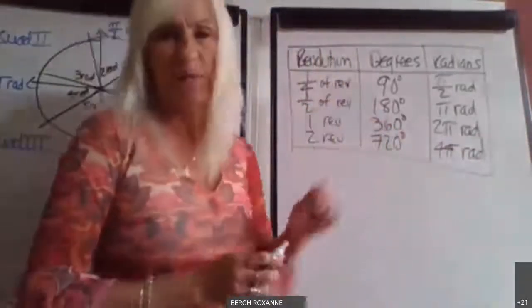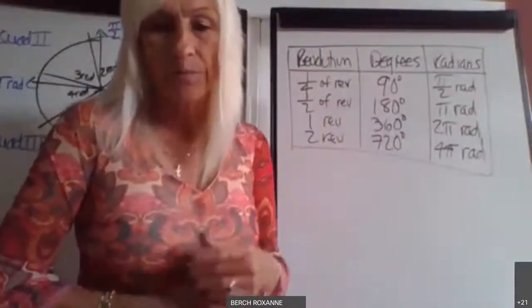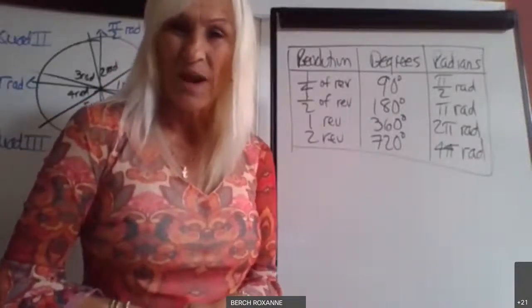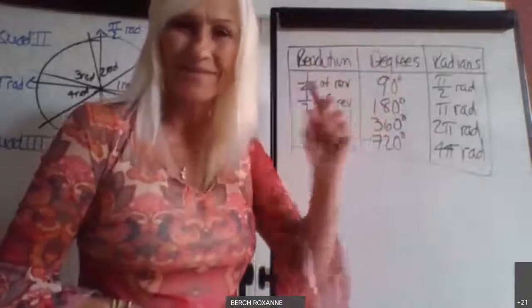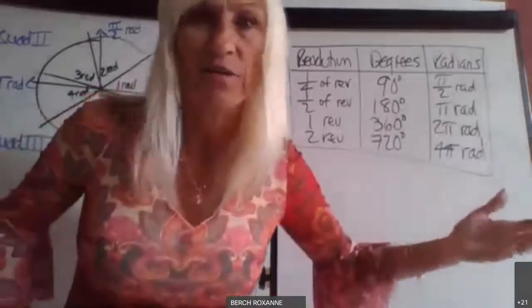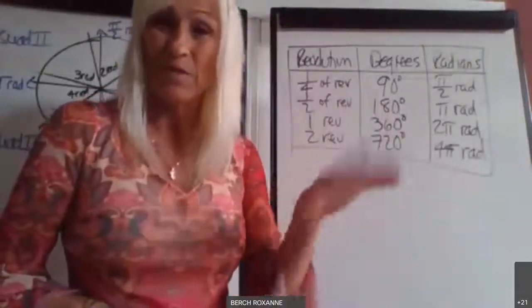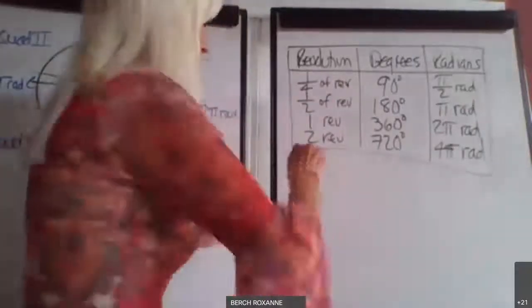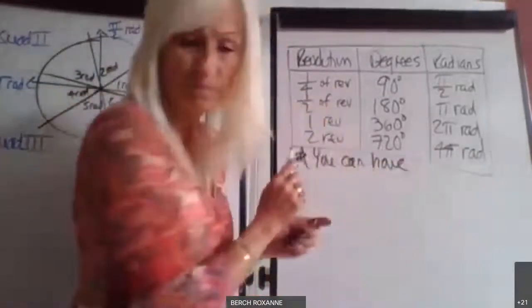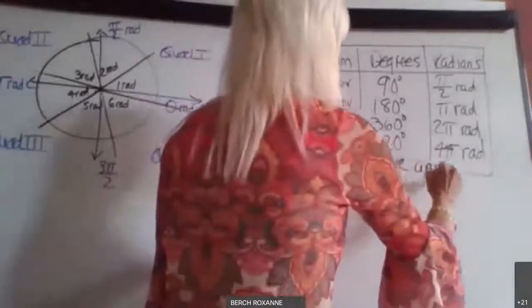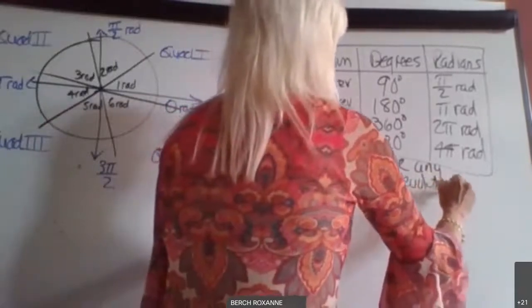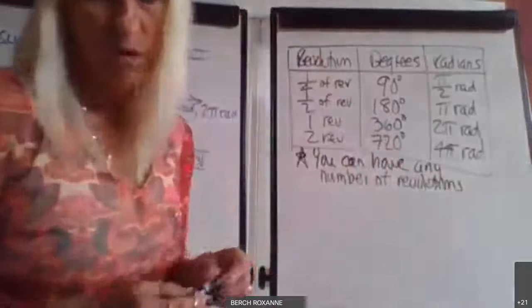By the way, these are just examples. This is nothing you need to memorize. But here's the point. You can have any number of revolutions with angle rotation. So an angle could rotate 12 revolutions. An angle could rotate 100 revolutions. So there's no limit to the number of revolutions. So let's make a note here. You can have any number of revolutions with angle rotation.